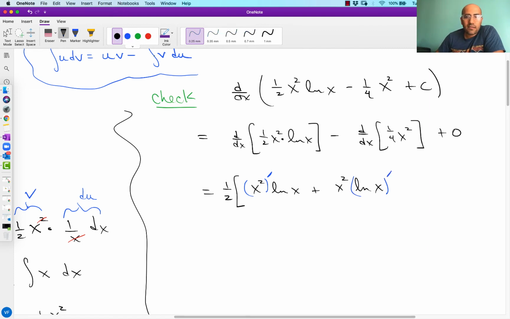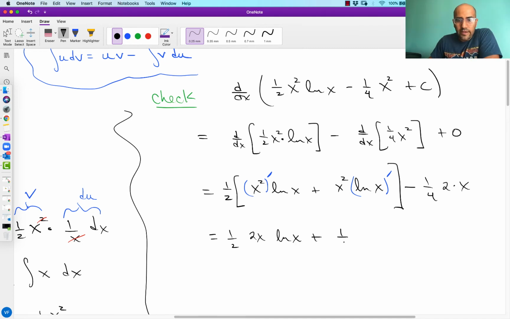Good. Next, I'm going to minus 1/4. Oh, this minus, make space here. I got to end this bracket. The 1/2 applied to both of them, so that applies there. Minus, and then there's a 1/4, and the derivative of x squared is just going to be 2 times x to the power of 1. Okay, so then this becomes 1/2. Now the derivative of the first one is going to be equal to 2x to the power of 1 ln x plus 1/2 and then x squared.